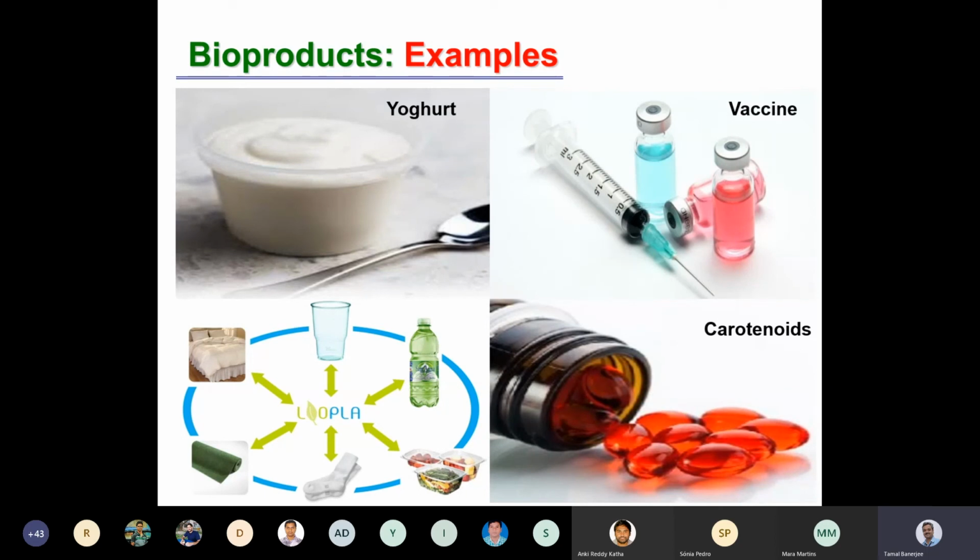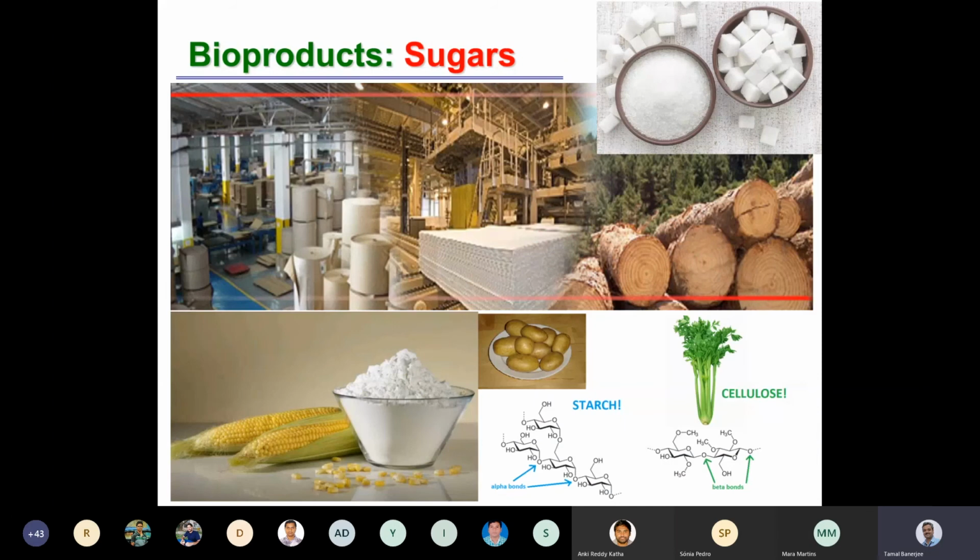And carotenoids are another example. You can obtain them by synthetic methods or by extraction from plant materials or algae. Here are some examples of bioproducts. In this presentation, I'm going to present some raw materials that can be derived into bioproducts, to contextualize.